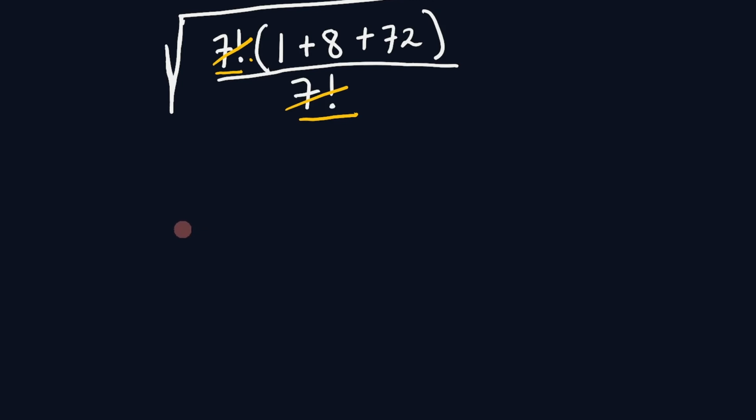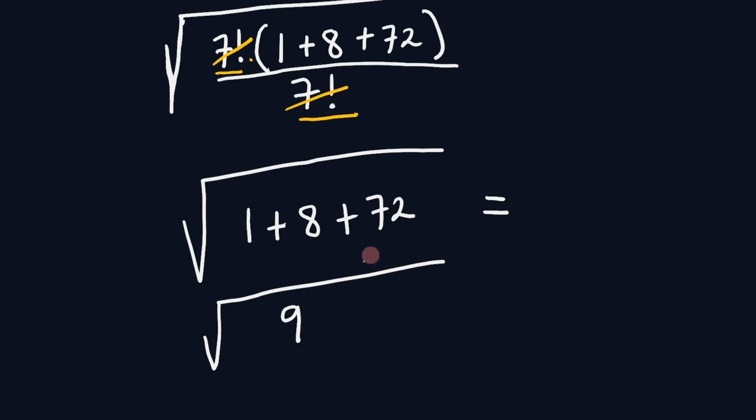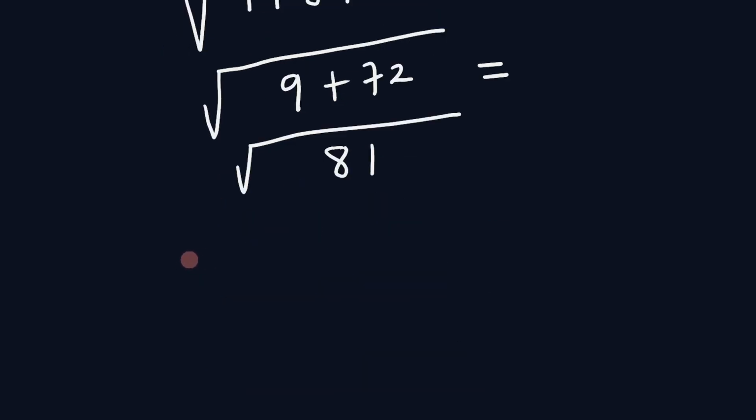So what we now have will be just what is inside this parenthesis, 1 plus 8 plus 72. This will give us 1 plus 8 is 9 plus 72. If we continue, 9 plus 72 is 81. And what is the square root of 81? The square root of 81 is 9, because 9 times 9 is 81. So the final solution is 9.